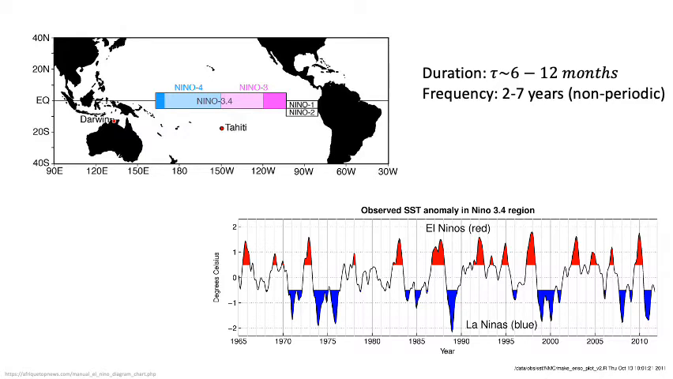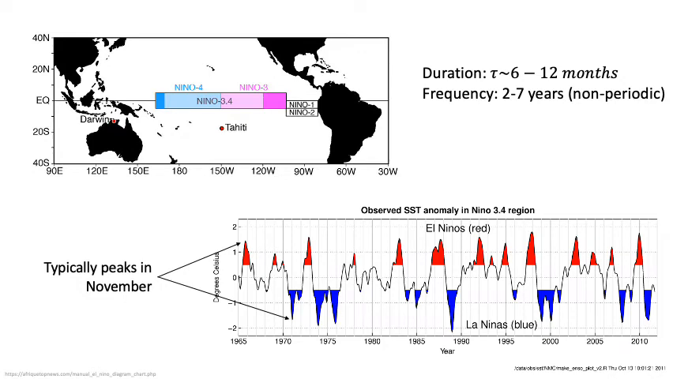Okay, and just for context, this is something that occurs with a frequency of every 2 to 7 years, so it's not periodic. In the top left is a map of where sea surface temperatures are often averaged in different regions, and the Niño 3.4 is the most common one, which is in between Niño 3 and Niño 4. It spans both of them, and the time series is shown in the bottom right.